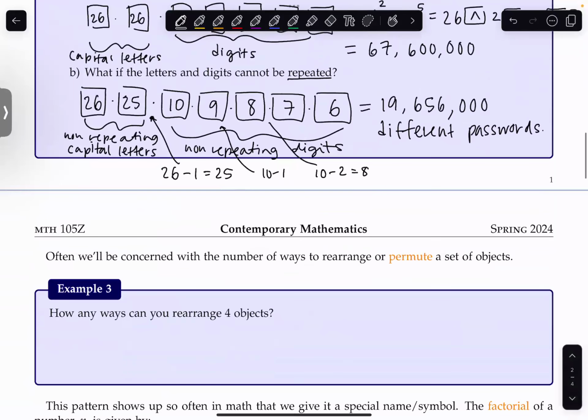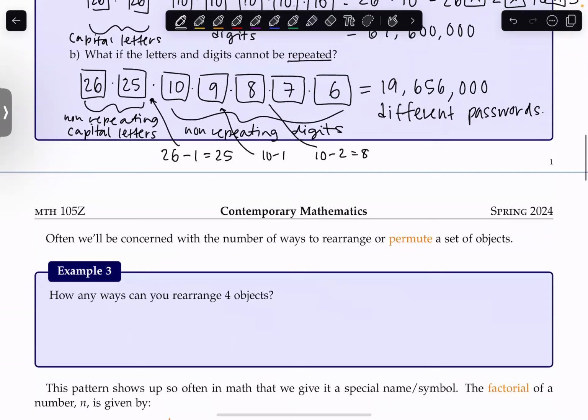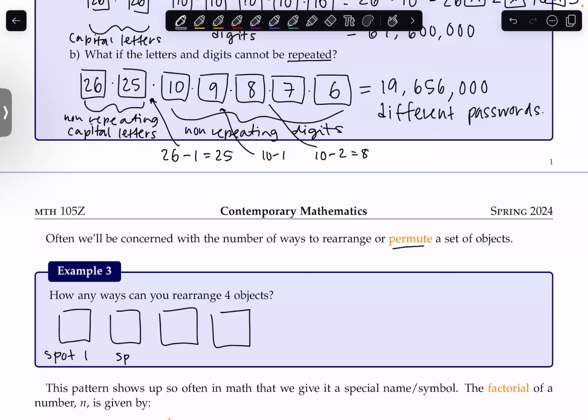Okay, so often what we're going to want to do is count the number of ways to rearrange, or what we call permute, a set of objects. So let's say I had 4 objects that I wanted to rearrange, and I want to decide how many ways I can do this. So I have 4 spots for my 4 objects. So spot 1, spot 2, spot 3, spot 4. And I don't even care what the actual objects are. I just know that I have 4 different objects to choose from.